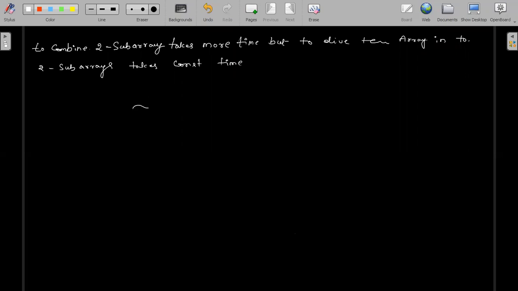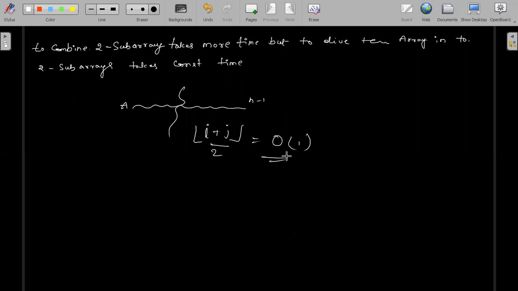For example, consider this is an array A, up to n minus 1. To divide this array, how much time is required? Very simple. What is that exactly? I plus j, divided by 2. This is the constant time actually. Yes or no? This is the constant time we are taking to divide the array.